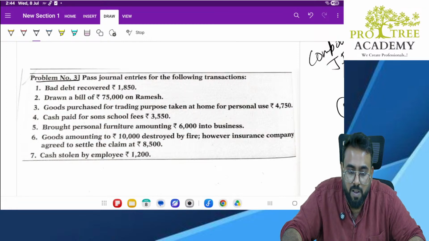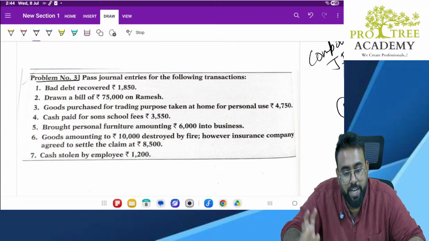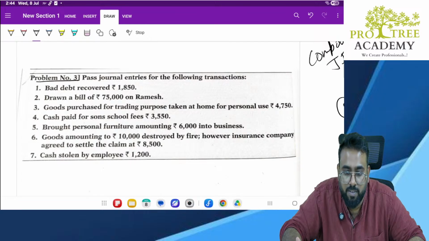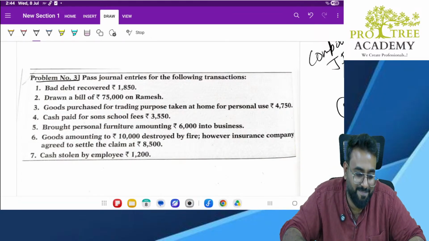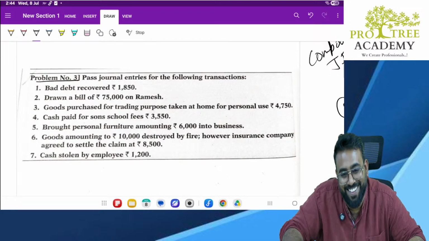Clear? Personal furniture for business. Now tell me, if you are bringing money into business, what is it called? Now if you are bringing furniture into business, what is it called? We will record furniture. Now you tell me the journal entry. Are you not bringing the furniture into business? So your asset is going up or coming down?